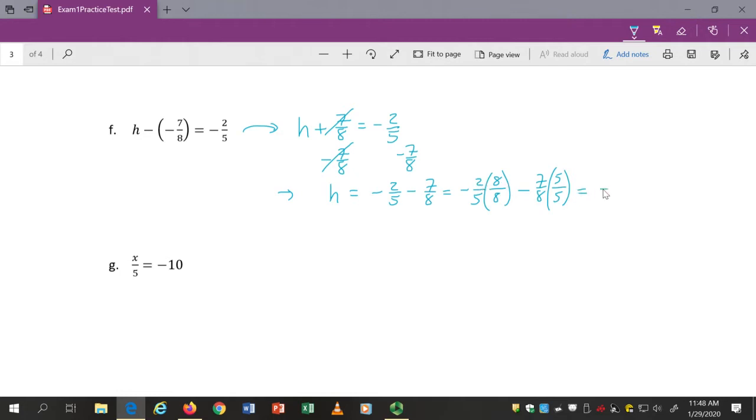So 2 times 8, this will become 16/40. And again, my signs are coming through. Don't want to lose those signs. 7 times 5 is 35. Okay, so then we get to that point, and now they have common denominators.